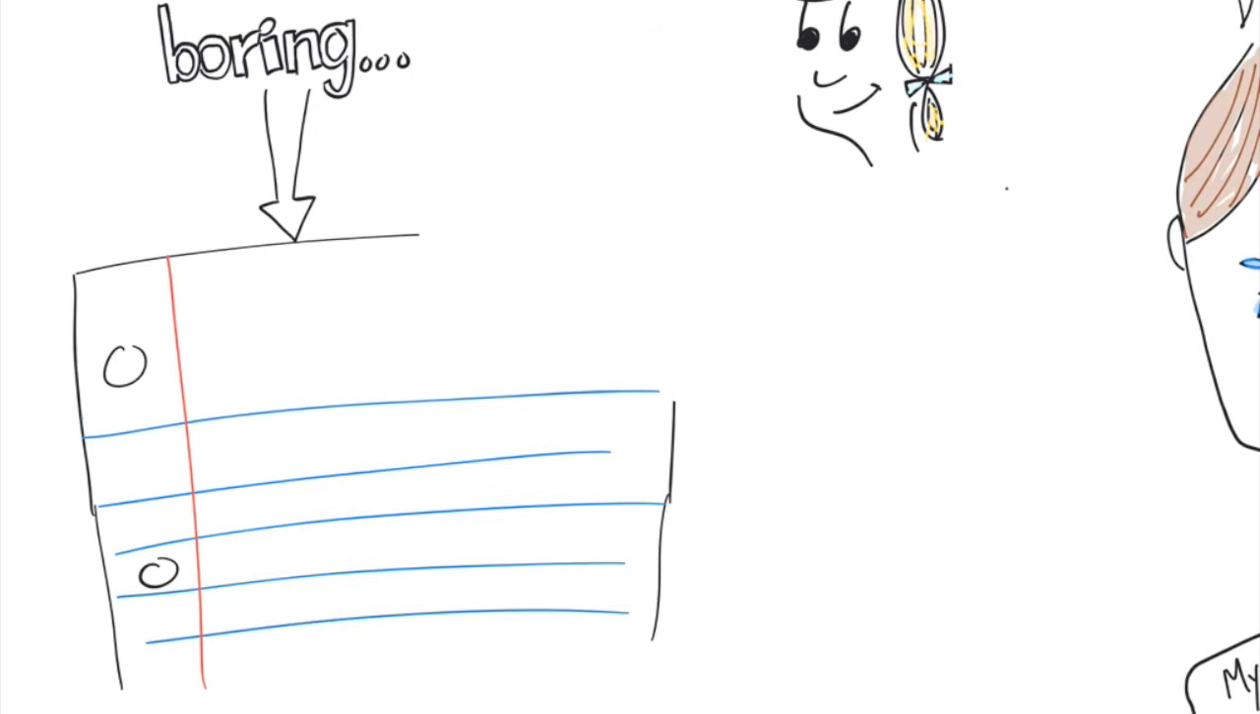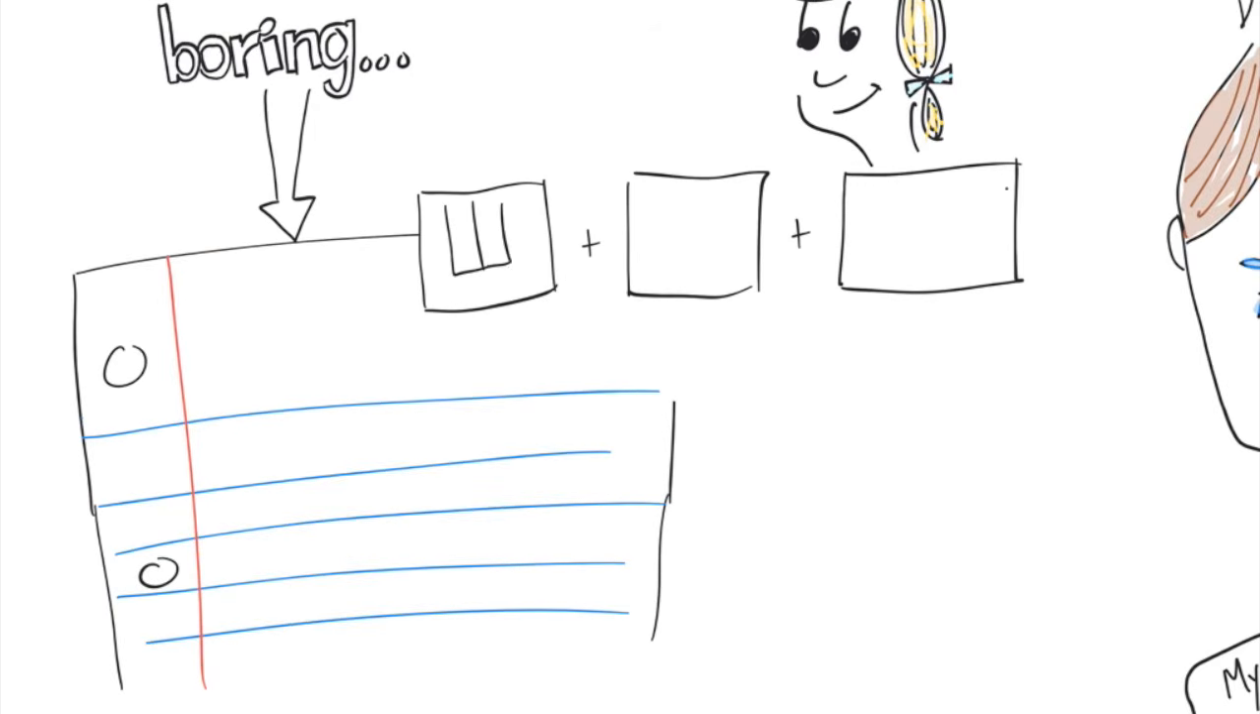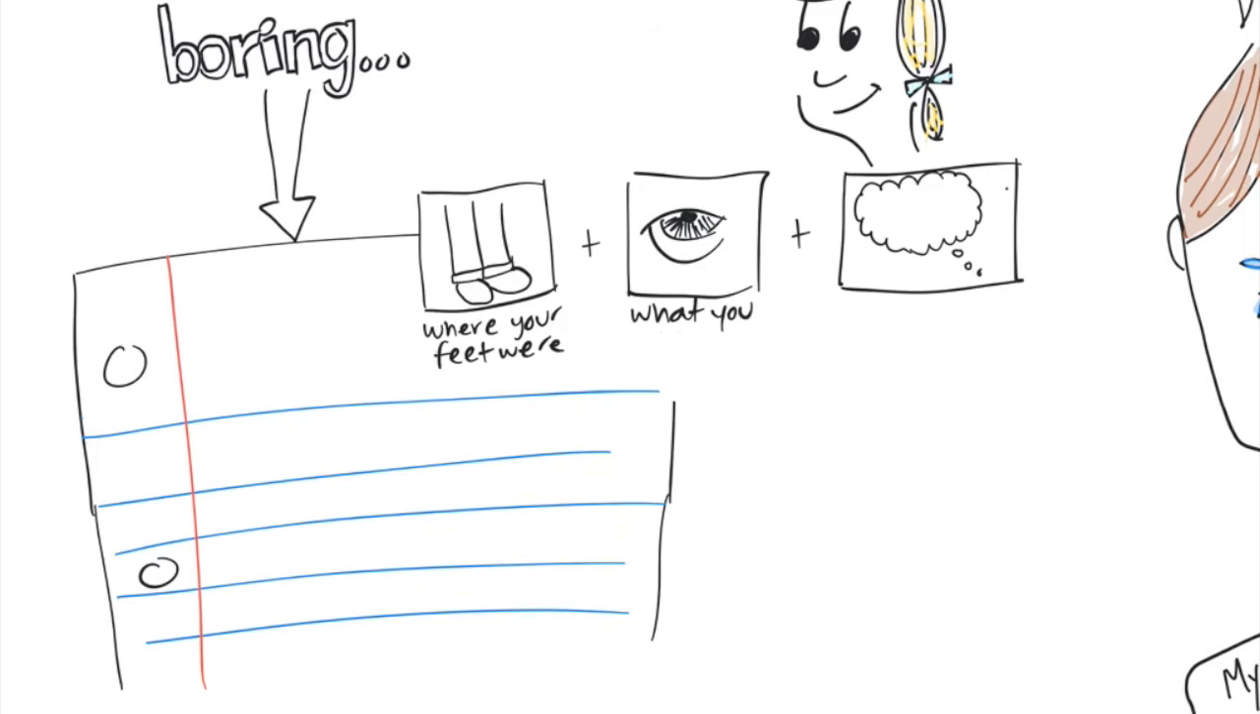It's really simple. You need to make a sentence with 3 parts. You need to tell us where your feet were, what you saw, and what you thought. These 3 things equal a bada bing.